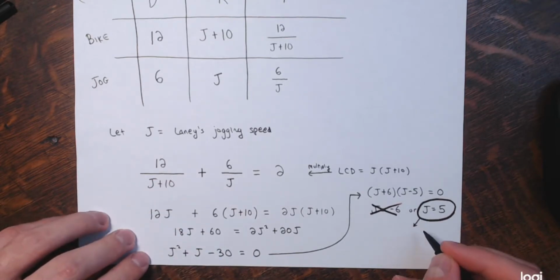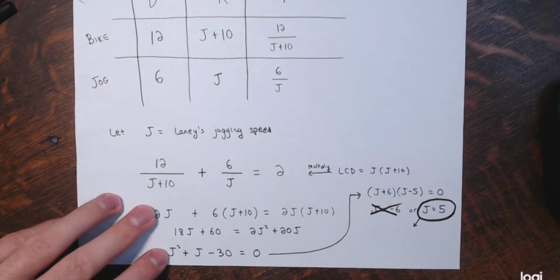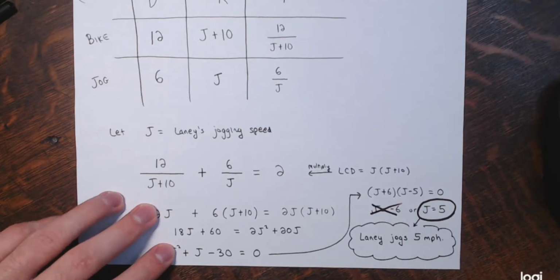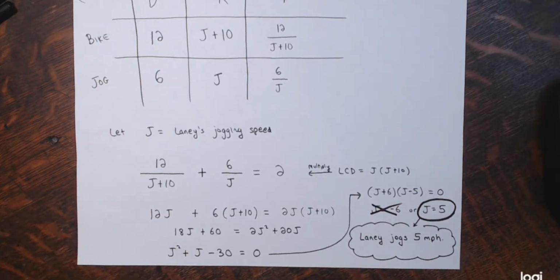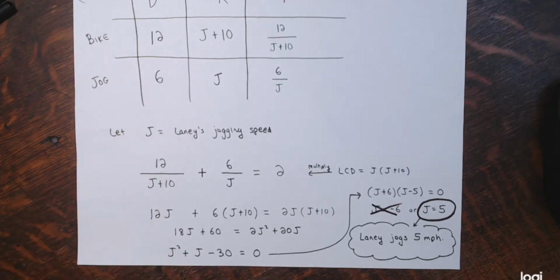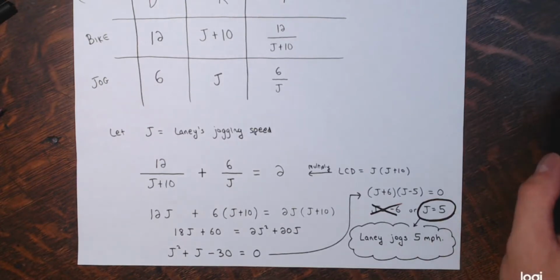And then I write the statement, they asked for what was her jogging rate, right? So Lainey jogs 5 miles per hour. 5 mph. There. Okay. Wonderful. Again, same setup every time, right? Make the same kind of table. You just have to pay attention to the key words in the problem, right? To know what kind of an equation you're setting up. And that's really, honestly, the hardest part for any question.